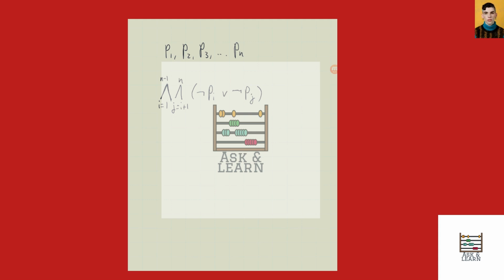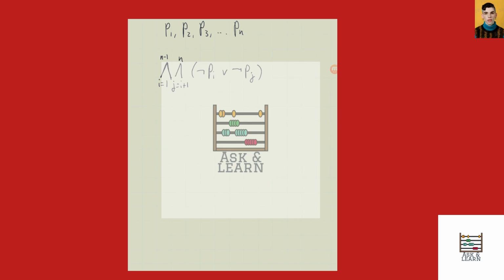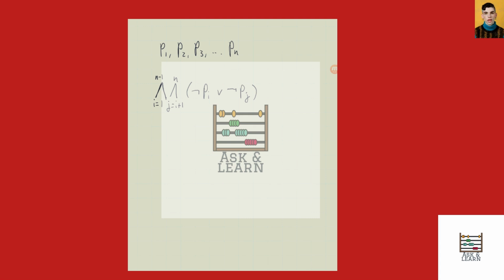But this is sort of like the and equivalent of doing the summation sigma, in that when we have this big and with i equals 1 up to n minus 1, that would be p1 and p2 and p3 all the way up to pn minus 1. So it's just a way of doing a whole bunch of consecutive ands. So we can call that the conjunction. We have the conjunction from i equals 1 up to n minus 1, and from j equals i plus 1 up to n of not pi or not pj.